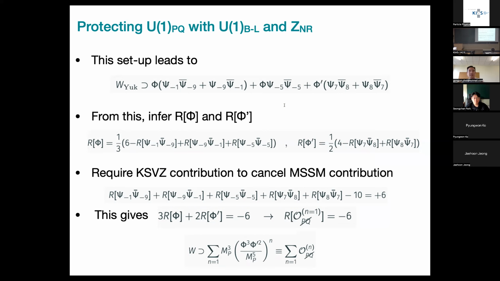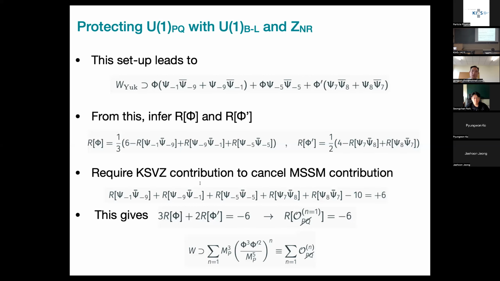However, so far I didn't tell you what's the charge assignment under the discrete R symmetry here, okay. And then because now I have a gauged ZNR, this Yukawa coupling should also respect ZNR, okay. That gives me the information for the R charge assignment for the scalar phi and phi prime in terms of the R charge assignment of the fermions here. Okay. But what does it tell you?